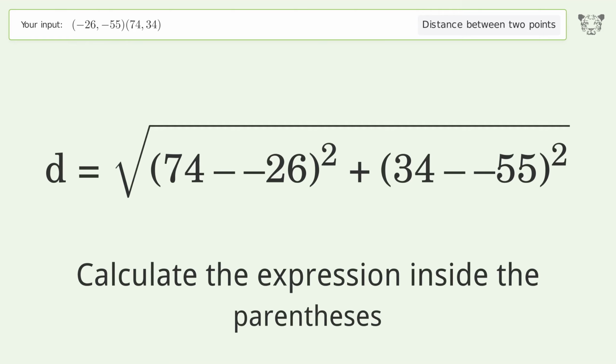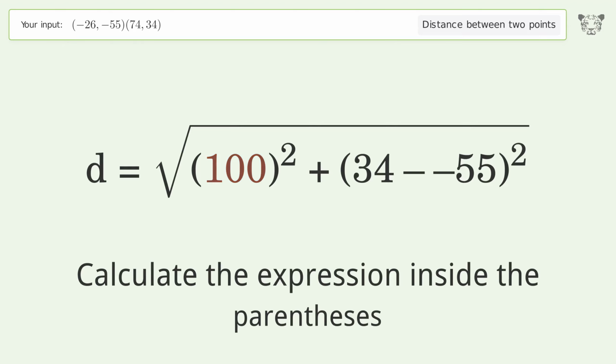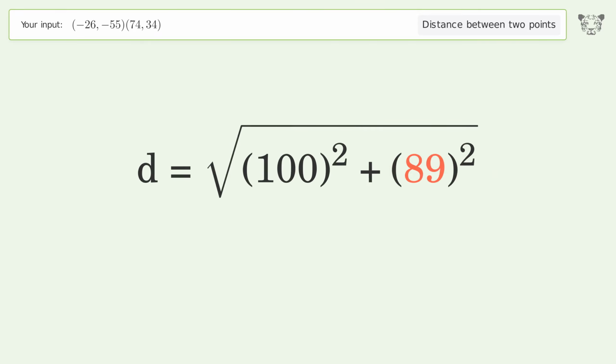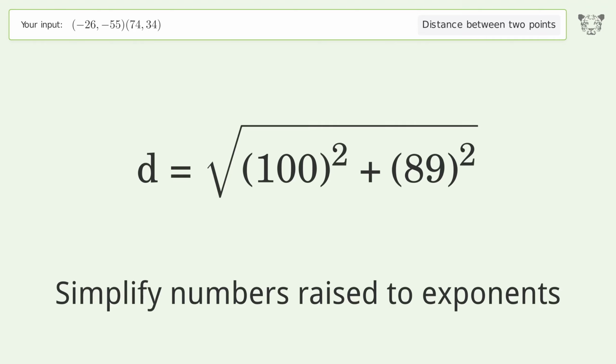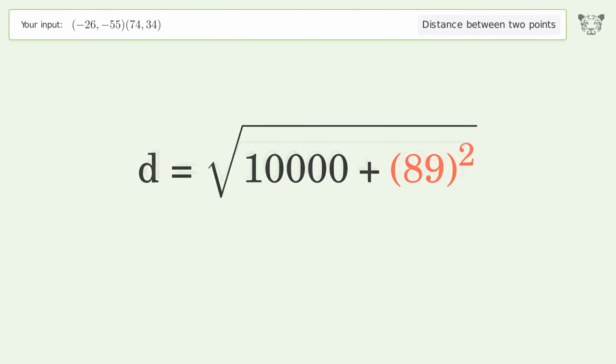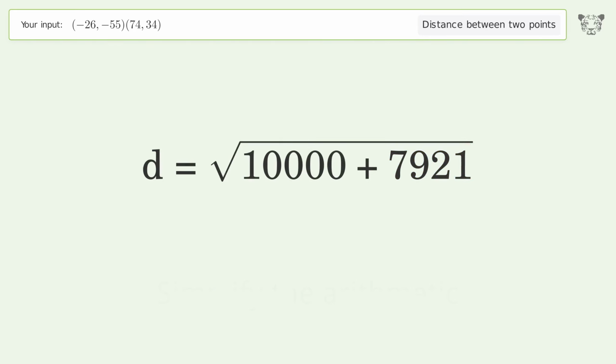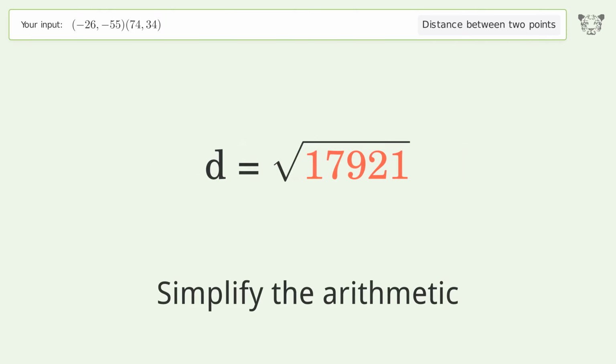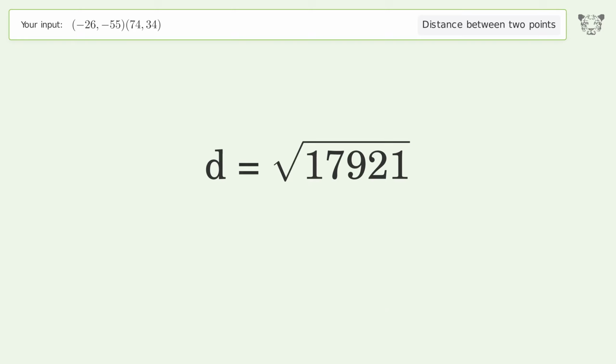Calculate the expression inside the parentheses. Simplify numbers raised to exponents. Simplify the arithmetic. And so the distance between the 2 points is the square root of 17,921 or 133.869.